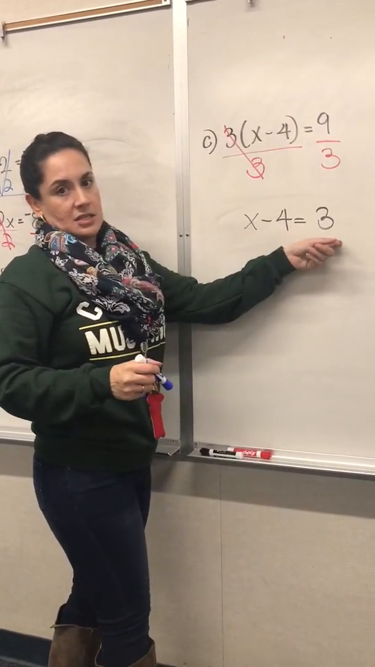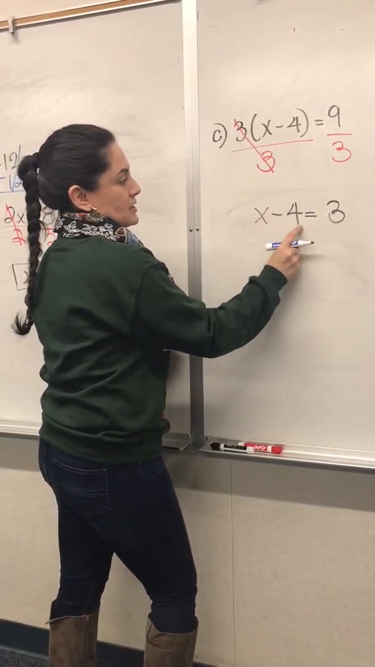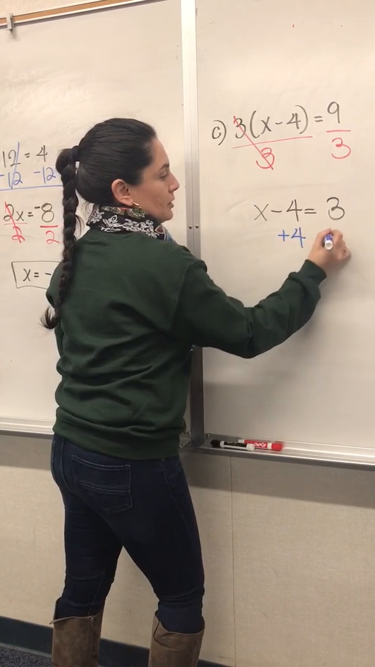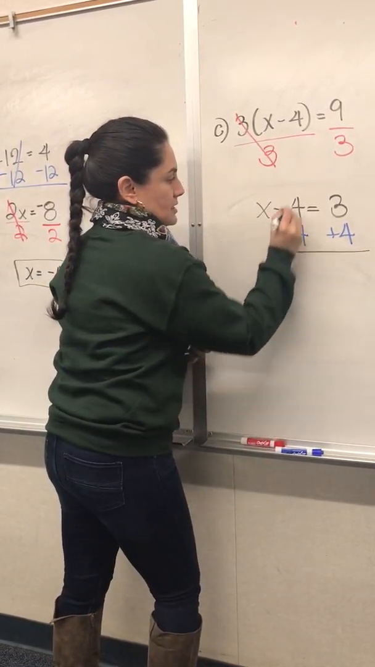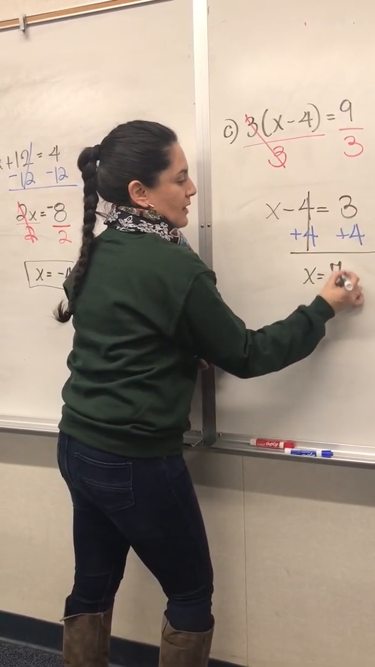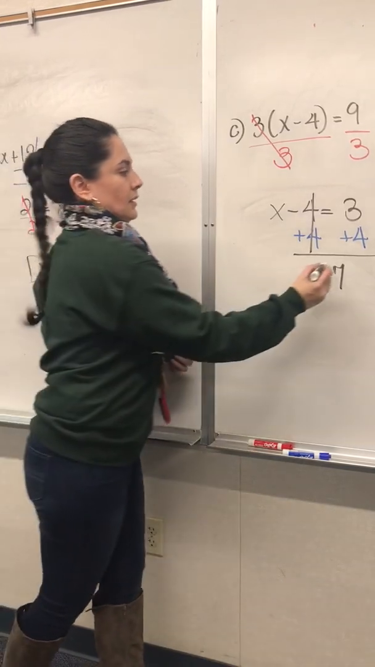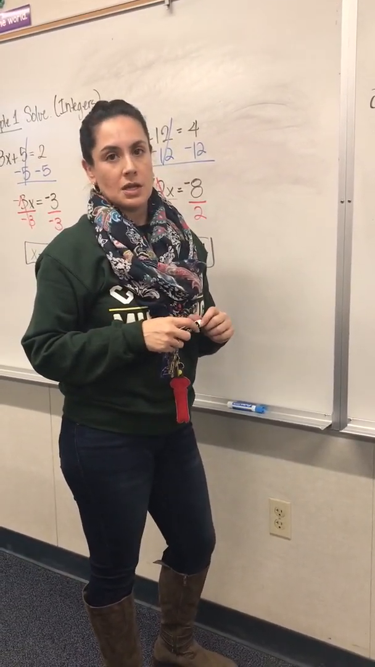And now I can solve it. It goes back to the 1 steps that we were doing last week. So if I see minus 4, I'm going to add 4 to both sides. I created a 0 pair, so x equals 3 plus 4, 7. Same sign sum. And then that's my answer. Okay, so that is how you solve two-step equations.